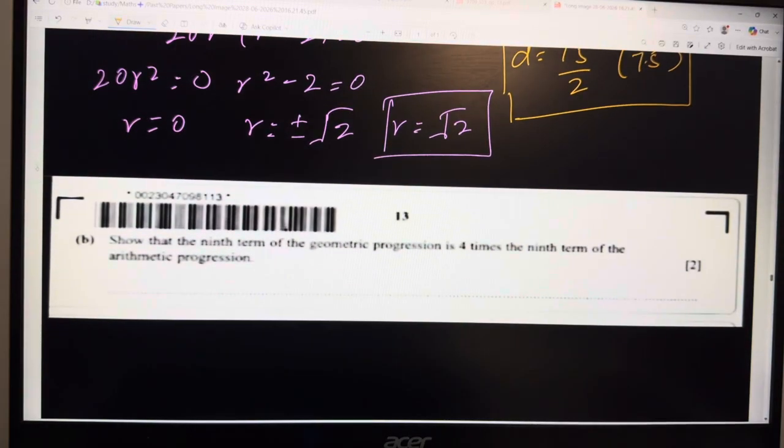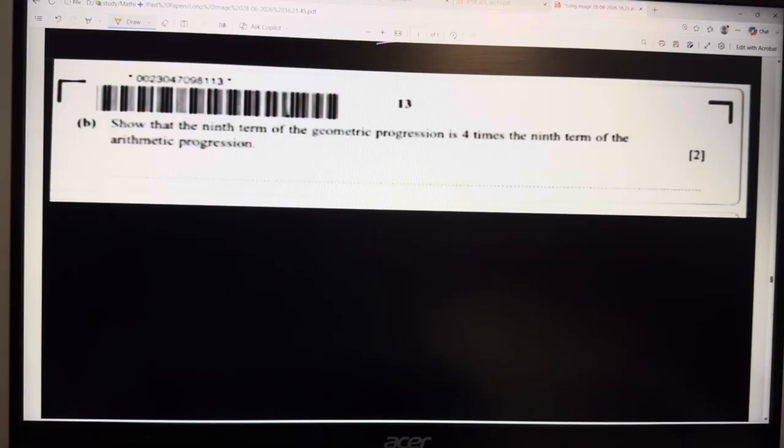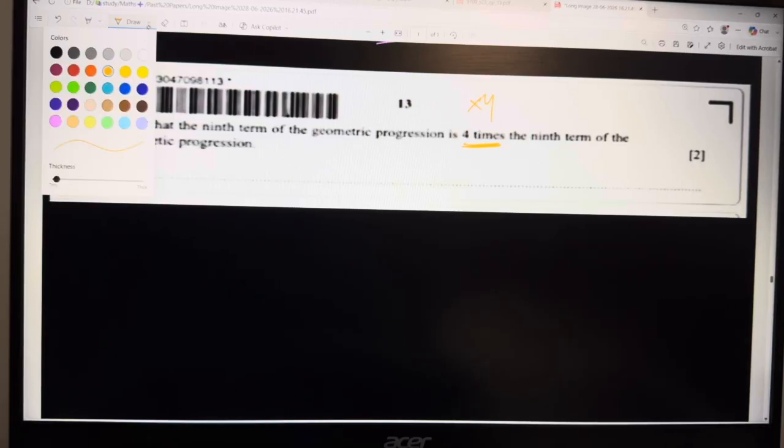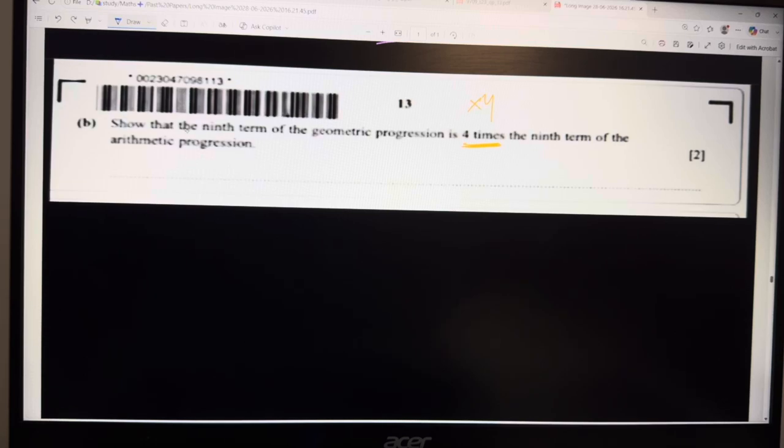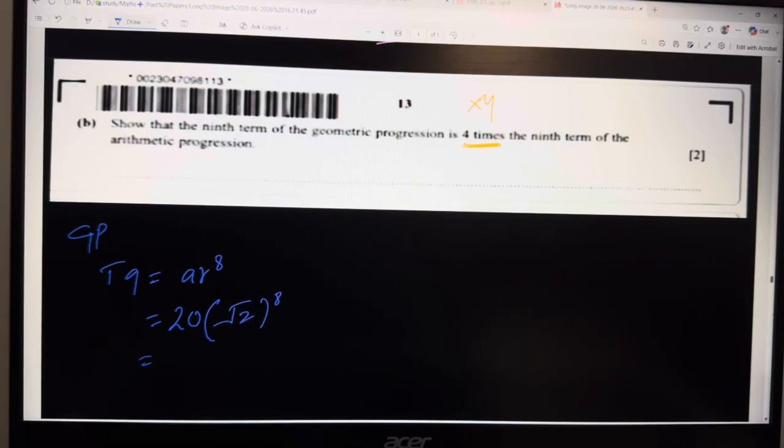Okay, part B, show that the ninth term of the GP is 4 times the ninth term of the AP. Now here it's 4 times, so times 4. Okay, so we can try to do this now. Term 9 of the GP is equal to ar⁸, because ar^(n−1), 9 minus 1 is equal to 8. So this is equal to 20 times (√2)⁸. This becomes 320.